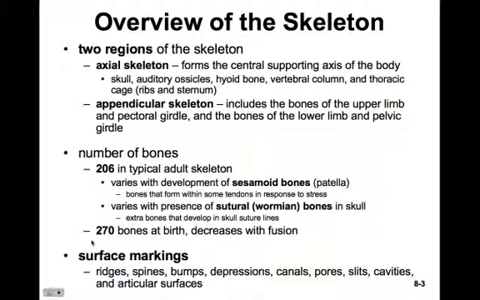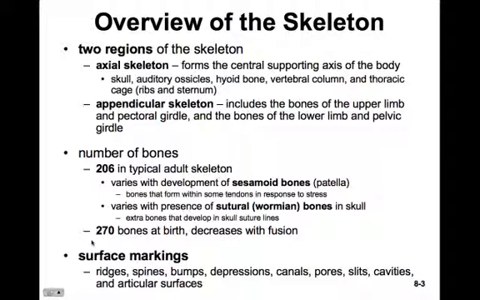So the skeleton in general is divided into two regions, the axial and appendicular skeleton. The axial skeleton is exactly as it sounds. It forms the central supporting axis of the body. So it includes the skull, which contains auditory ossicles, little bones, as well as the hyoid bone, right in the throat, and the vertebral column and thoracic cage. And the thoracic cage includes the ribs and sternum.